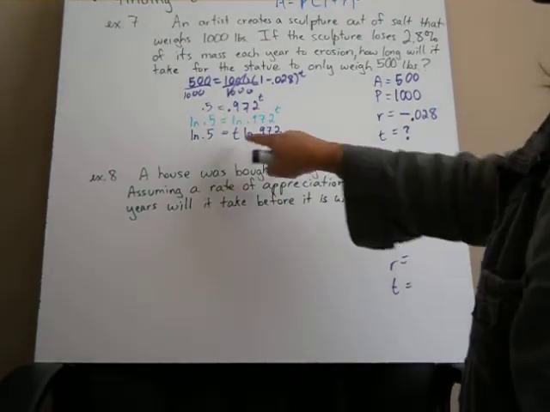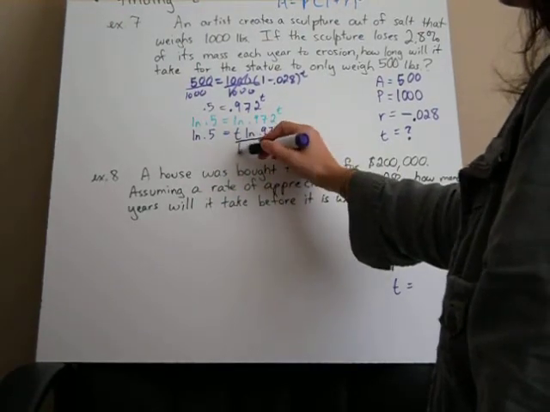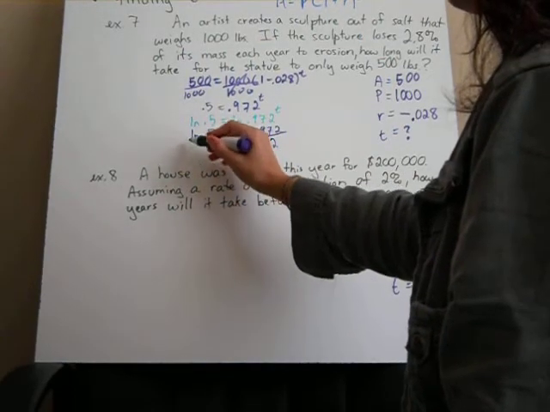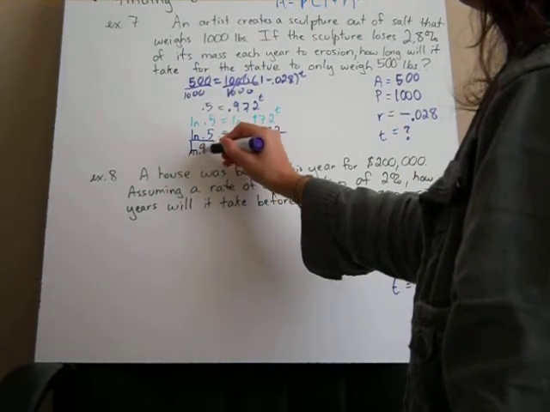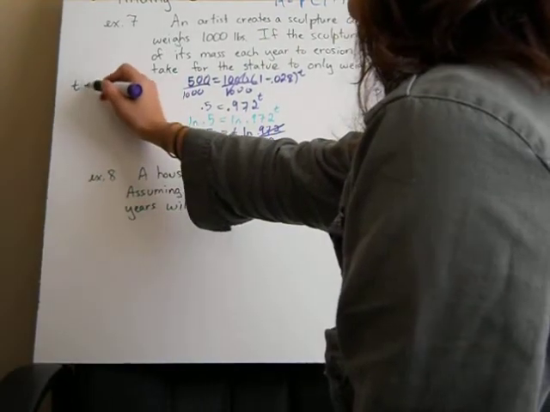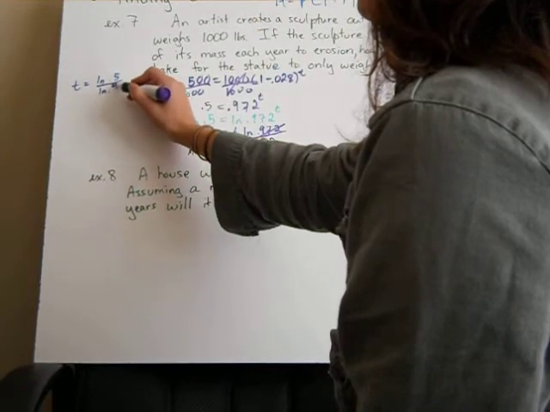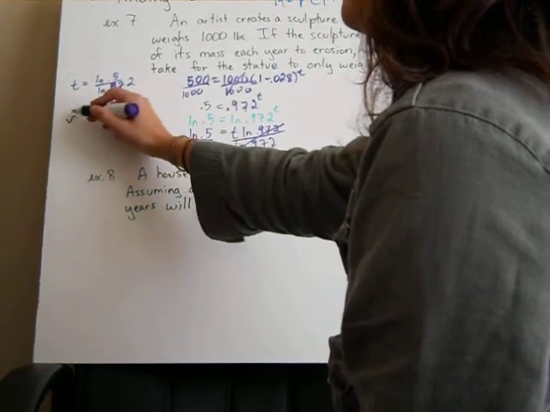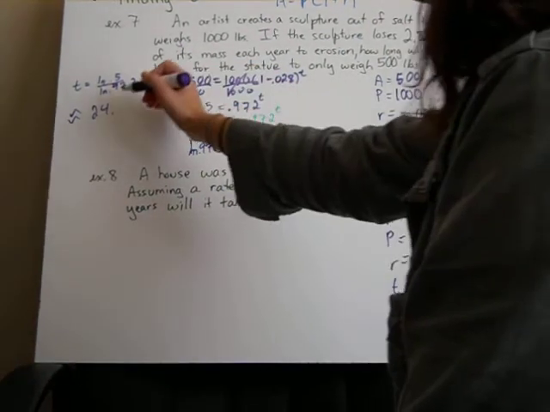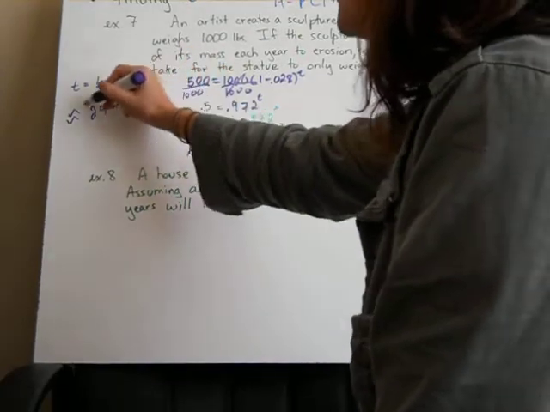Now remember, I'm trying to solve for time. So now that I have t down on the level, with all the other stuff, I'm allowed to divide by the natural log of 0.972. And I'm done. t is equal to the natural log of 1/2 divided by the natural log of 0.972, and that is approximately 24.4 years. And since these are word problems, we do want to bother with approximations.